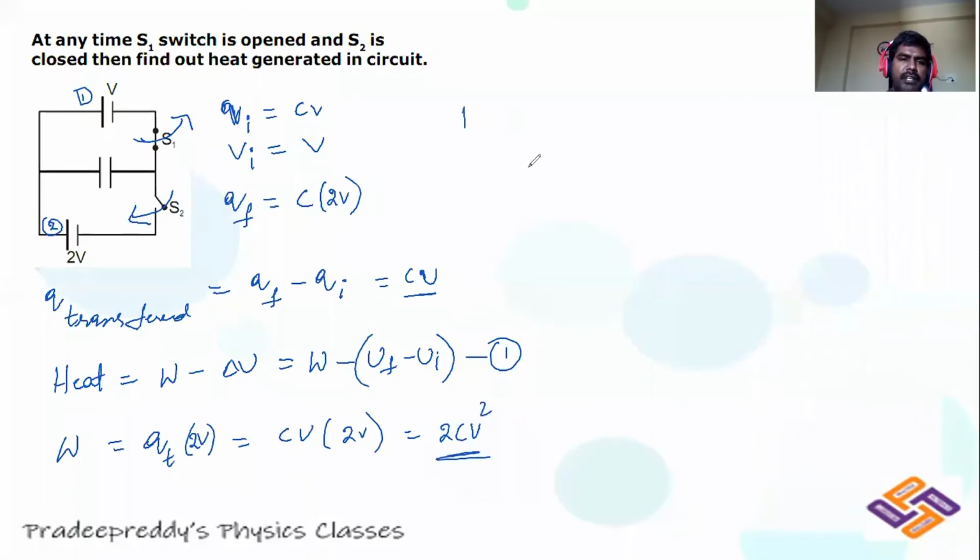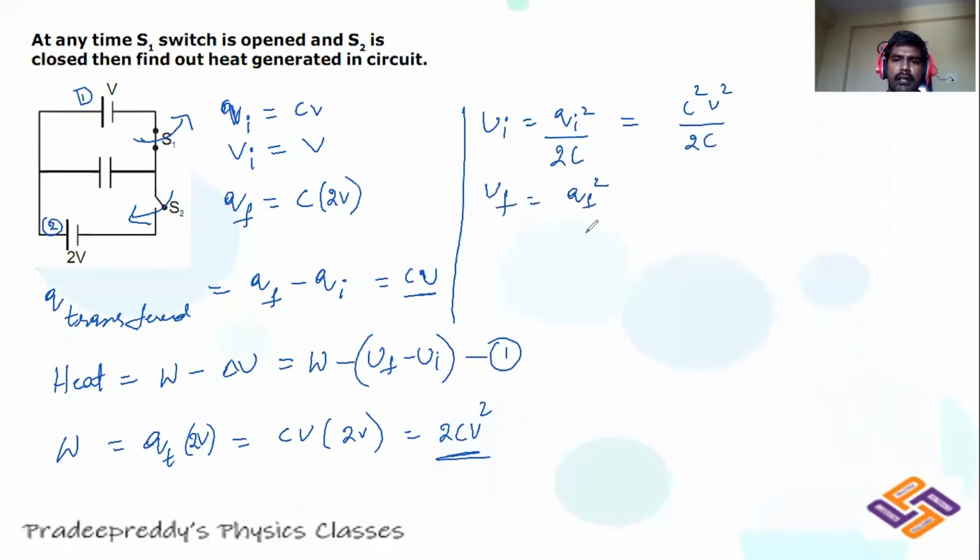Now coming to U initial. What is its initial potential energy? That is Q initial whole square divided by 2C, where C is the capacitance of that particular capacitor. Q initial is CV, so U initial is C square V square divided by 2C. What is U final? Q final whole square divided by 2C. Q final is 2CV, so that is 4C square V square divided by 2C.